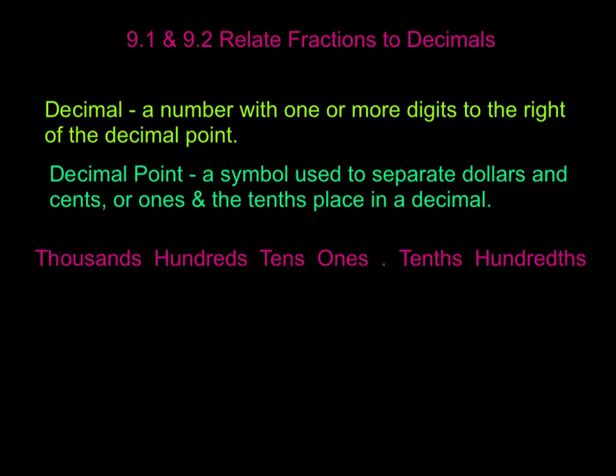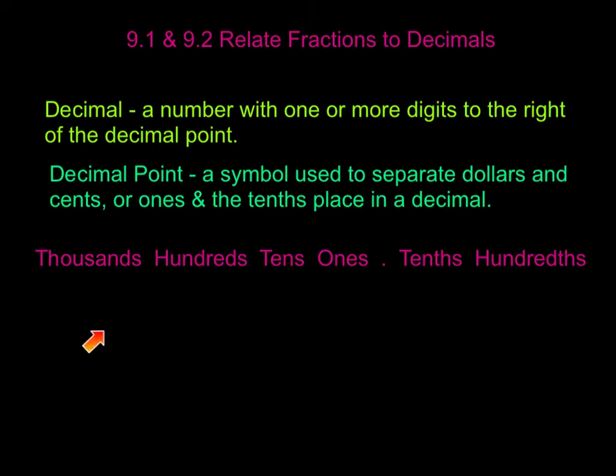Today we're going to talk about relating fractions to decimals. We've been dealing a lot with fractions, and now we're just going to kind of relate them to the decimals. So a decimal is a number with one or more digits to the right of the decimal point. Now a decimal point is a symbol used to separate dollars and cents or ones and tenths in a decimal.